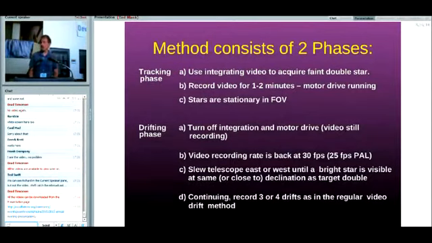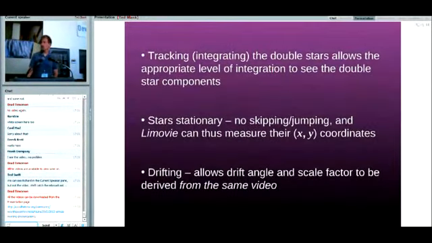Okay? The next phase, the drifting phase, we're going to turn the integration back down to 30 frames a second, and then slew the telescope over east or west along the right ascension lines only, same declination, to find a brighter star that can be seen at 30 frames a second. That might even be the target star, the primary of this system. And then we let that brighter star drift across the field of view 3 or 4 times. Again, the video is still running. Next slide, please. And then when we're done with the drifting, you turn it off.